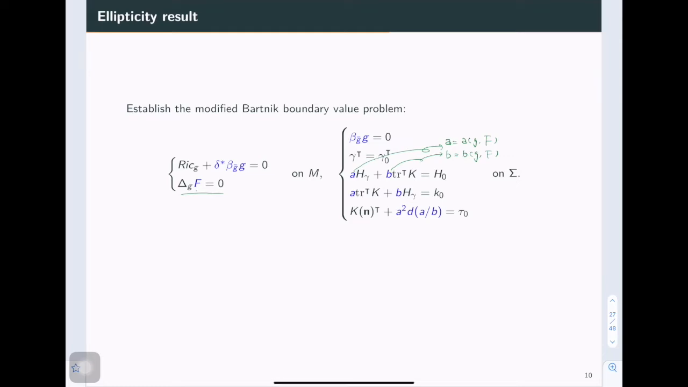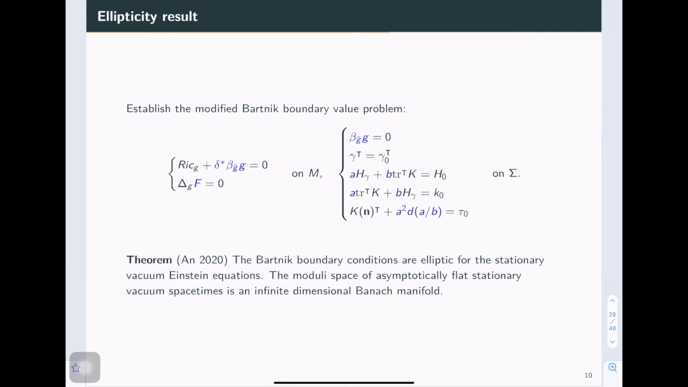bulk equation for the function f, so we choose the simplest elliptic equation, which requires f to be harmonic on the manifold M. Now we can count the number of equations: we have 11 bulk equations and also 11 boundary equations. Furthermore, we can calculate the symbol of the bulk equation and the boundary equations and verify that this is actually a well-defined elliptic boundary value problem. Along this path, we finally show that the Bartnik boundary conditions are elliptic for the stationary vacuum Einstein equations, and the moduli space of asymptotically flat stationary vacuum spacetimes is an infinite-dimensional Banach manifold.